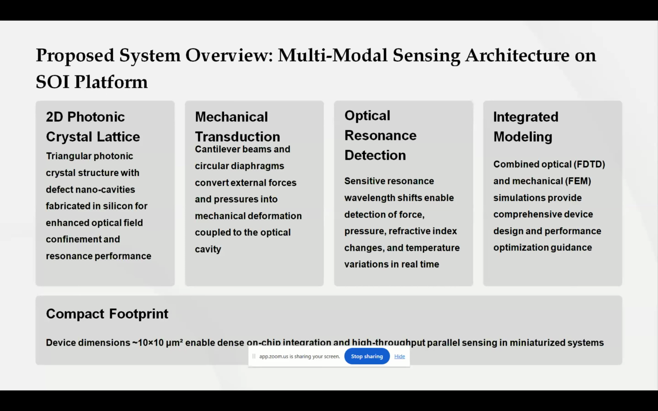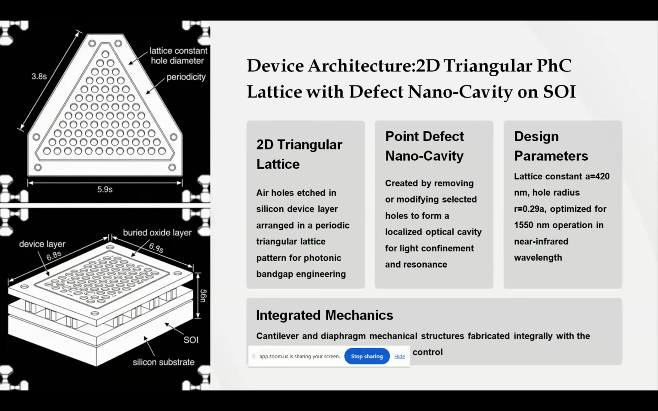In the proposed system, the system uses a photonic crystal structure with integrated cantilever and diaphragms for sensing multiple parameters through resonance shift. In 2D photonic crystal lattices, mechanical transduction, optical resonance detection, and integrated modeling. In the device architecture, a triangular lattice photonic crystal is used with a defect cavity to confine light and achieve high sensitivity. In the 2D triangular lattice, air holes are etched in the silicon device layer arranged in a periodic triangular lattice. The point defect nanocavity is created by removing or modifying selected holes to form a localized optical cavity for light confinement and resonance.